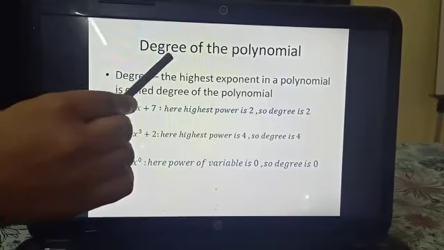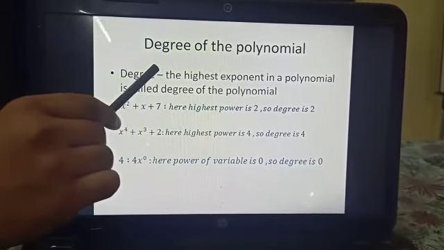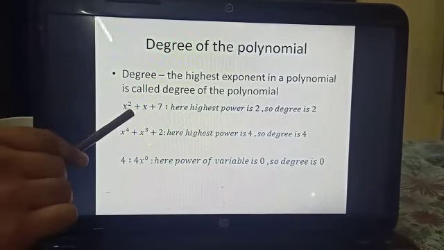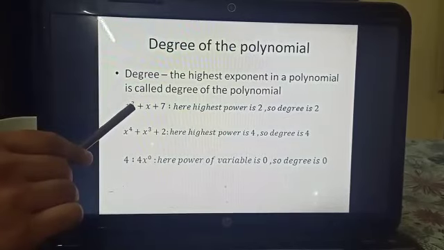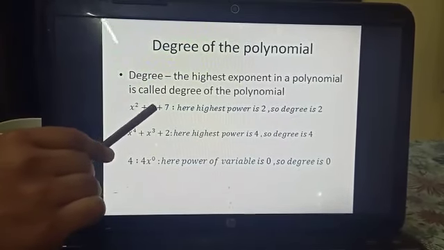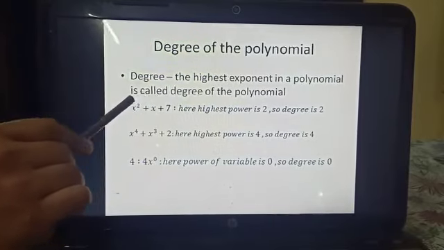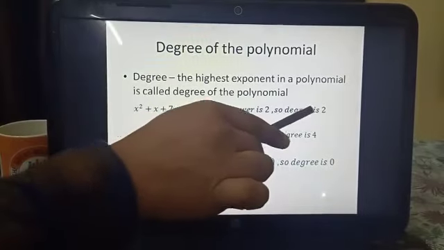Now another topic is the degree of the polynomial. How do we define a degree? For defining the degree, let's take an example: x square plus x plus 7. Notice the power of the variable here is 2, and the power of this variable is 1. So what is the highest power in this polynomial? 2. So that's why the highest power is 2, that's why the degree is 2.